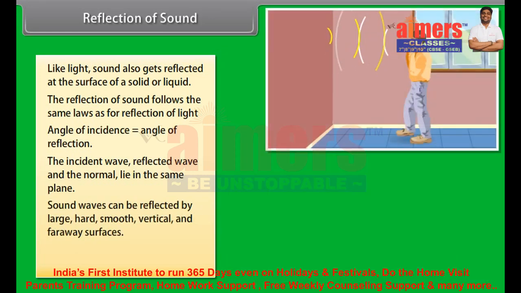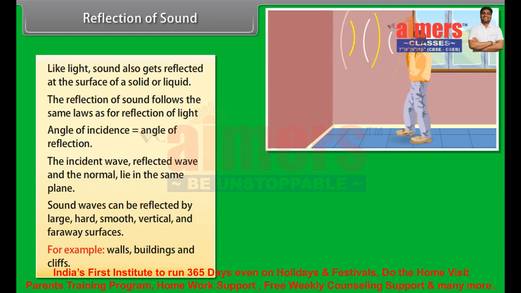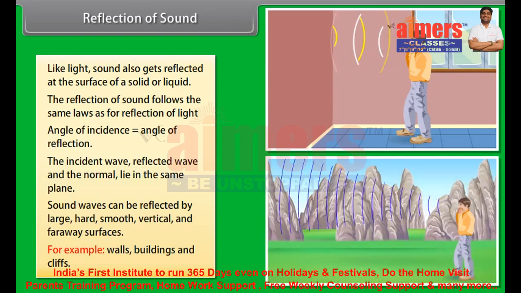Sound waves can be reflected by large, hard, smooth, vertical and faraway surfaces. Example, walls, buildings and cliffs.